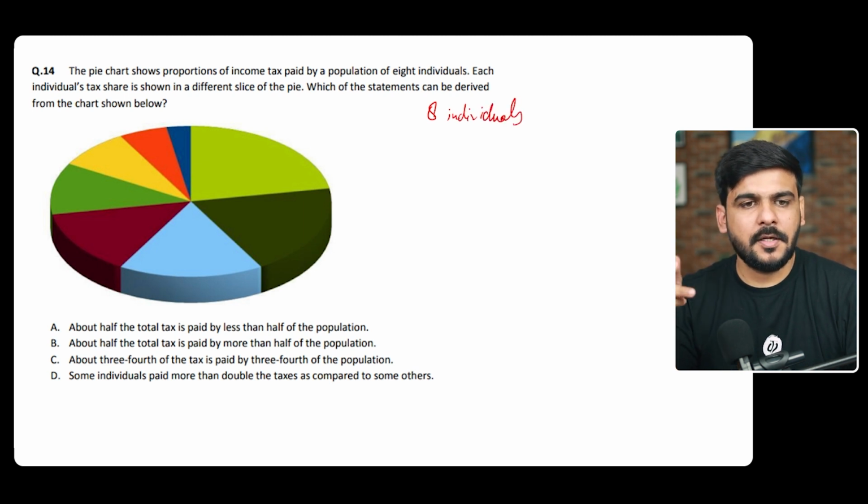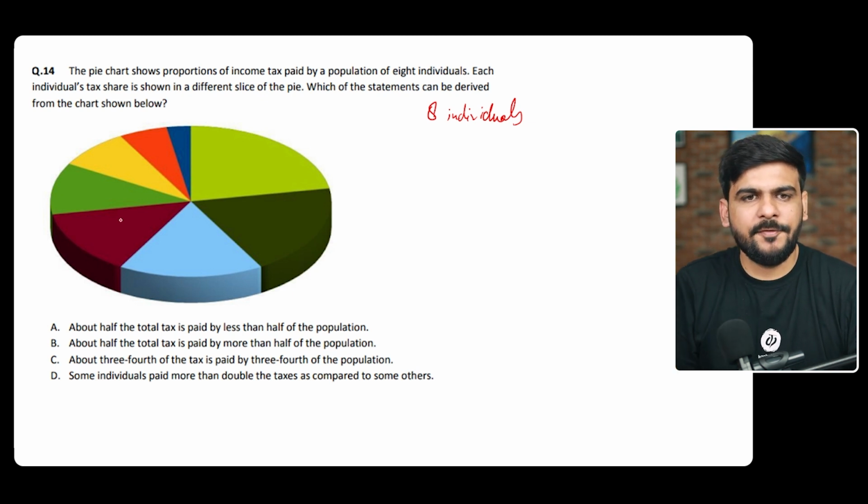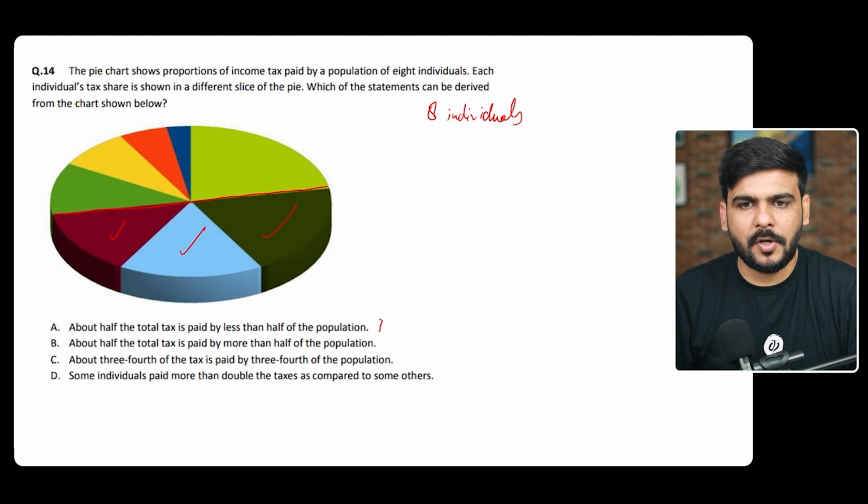Let us see the first statement, that is, about half the total tax is paid by less than half of the population. Now the total population, the total individuals, are 8, so less than half would be less than 4. So that means if we can see from the pie chart that any 3 or fewer individuals are paying half the tax, then this statement would be true. So let us see. If we see this bottom half of the pie chart, this is half the tax, and how many individuals are paying it? 1, 2 and 3. So 3 individuals are paying half and 3 is less than half of 8. So that means statement 1 is true. So I am writing T for that.